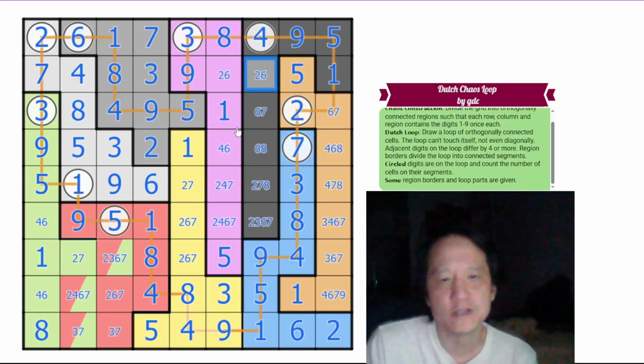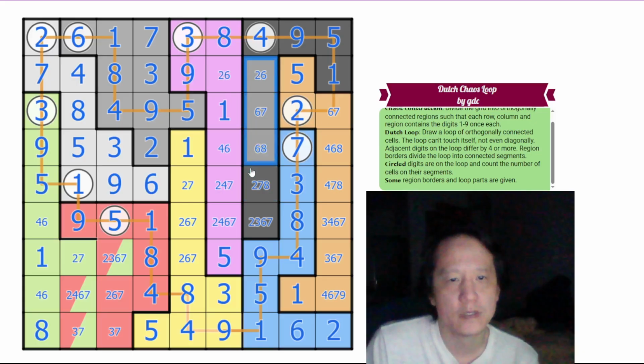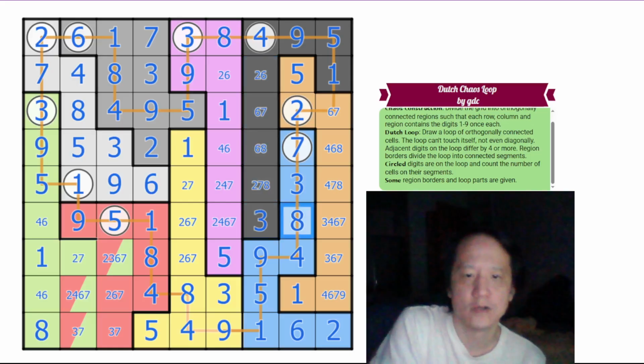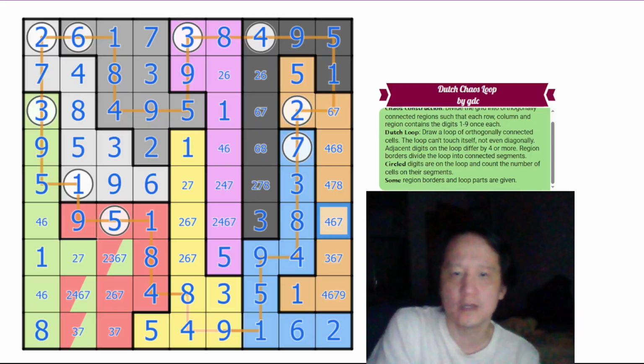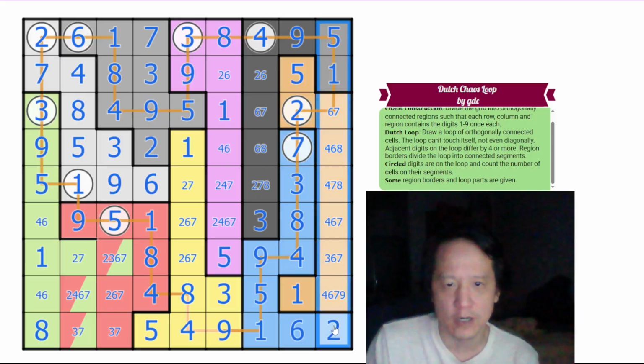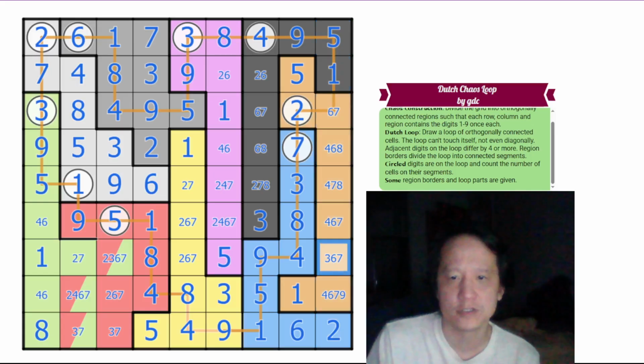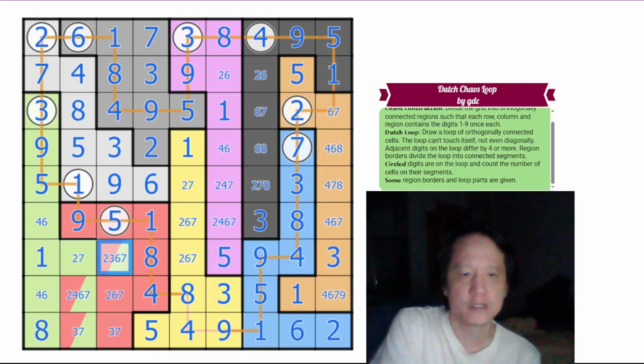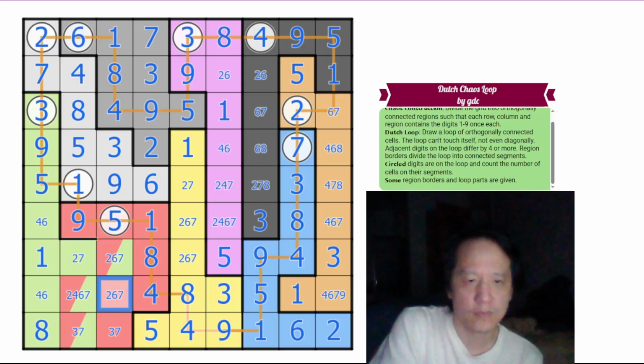Where's the 3 in the dark region? None of these can be 3 because of the 3's in the row, so this must be 3 here. That means 3 cannot be here. Where's the 3 in column 9? It can only be here. So this is 3, which means this can't be 3. Couldn't anyways because of the 3 in the column.